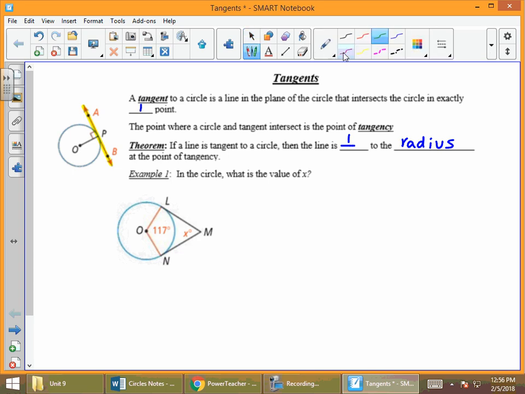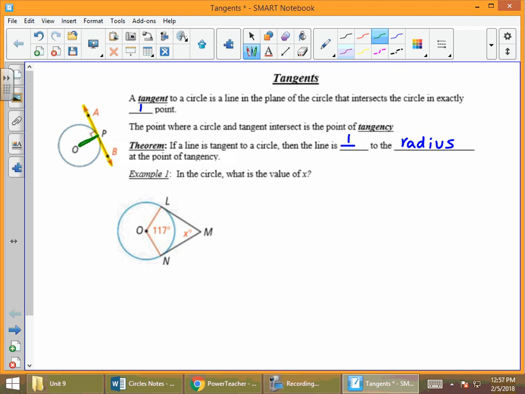Okay? If we draw in this radius OP, the tangent is perpendicular to the radius, which means what kind of angles are formed? 90-degree angles. So the tangent and the radius always make a 90-degree angle every time. Okay? Important theorem to know. And we can use this theorem to help us solve problems.